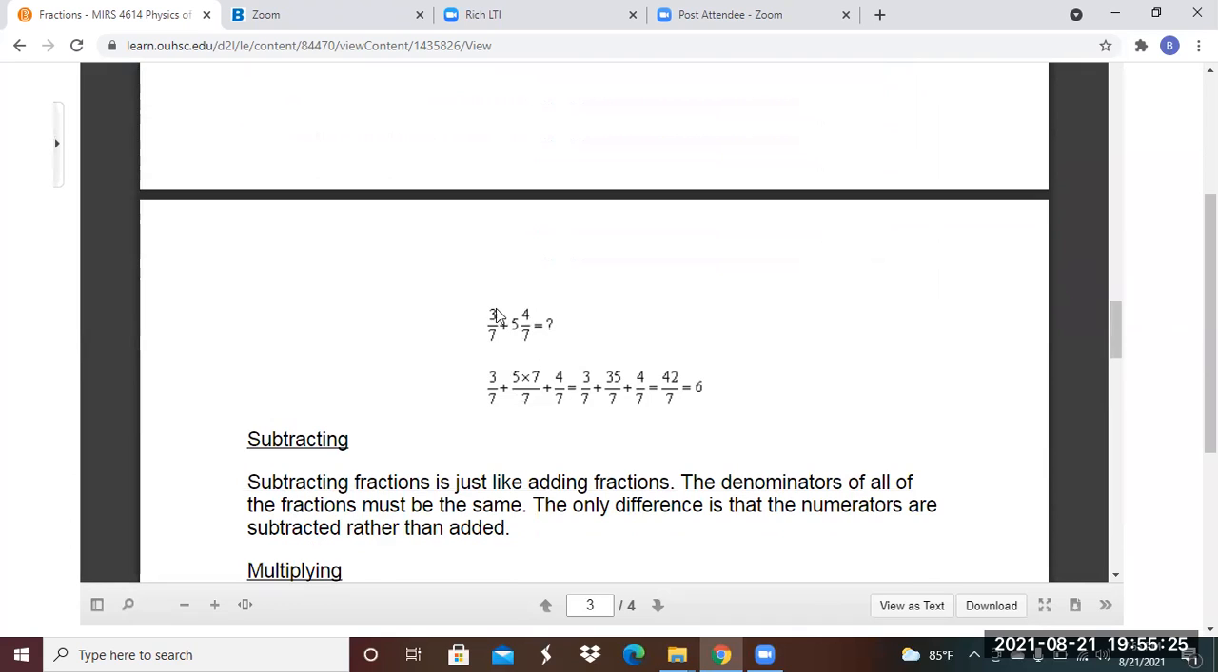So here you got 3/7 plus 5 and 4/7. So what we're going to do is we're going to strip that 5 away. So we got 3/7 plus 5 times 7 over 7, because technically it's 5. And you have 7 over 7 here. So that number, if you technically went through and canceled those out, it would end up being a 5. So when you add all of that together, you end up with 42 over 7, which ends up equaling 6.